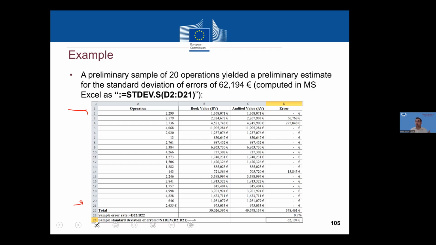And we have audited these 20 operations, and here I have the results in column D. So in column D, I have the errors that we found in the audit. For the first operation, 0 error, then 56,000, then 200 something, then 0, 0, 0. So it's a typical pattern that we see in our audits.